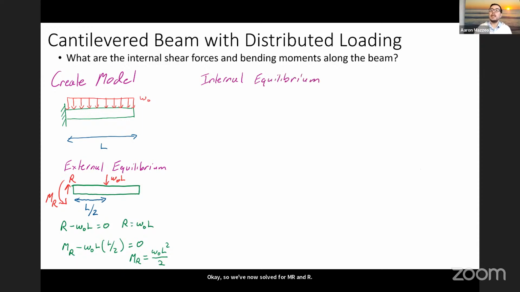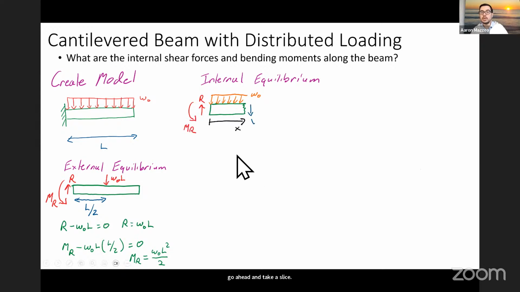Internal equilibrium. So once again, we draw another diagram, and we're going to go ahead and take a slice. And this slice is going to be dependent on x. Okay, and I'm going to put a point O here. I don't have to do my summation of moments about the location of the slice, but I am choosing to do so. I could have done it here. Either way, it's going to be fine.